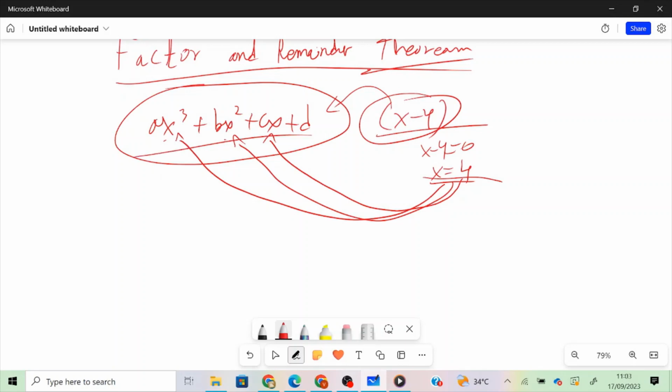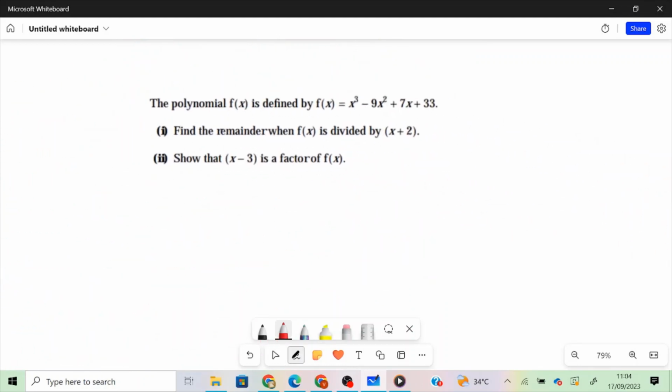If you get a 0, that means it's a factor. If you don't get a 0, that means it's not a factor. And remember, you're not substituting minus 4, you're substituting x minus 4 equals to 0. So you solve for your x, which is 4, and then you substitute that. Very important. Quite a clear concept, but let's go ahead and look at some examples for this as well.